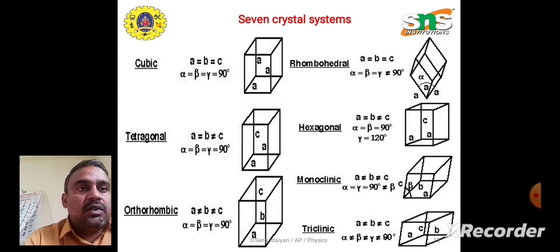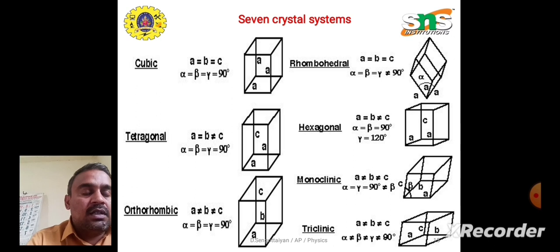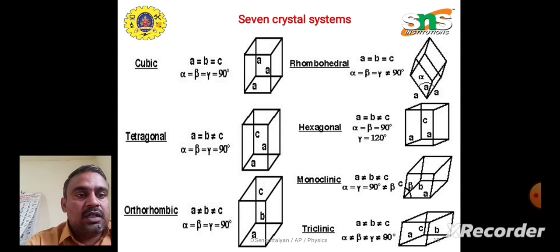Then the fourth system, rhombohedral: axial lengths a equal to b equal to c, and alpha, beta, gamma are equal but not equal to 90 degrees. Then hexagonal: a equal to b but not equal to c, alpha and beta equal to 90 degrees, and gamma equal to 120 degrees. Then monoclinic: a not equal to b not equal to c, alpha and gamma equal to 90 degrees but beta not equal to 90 degrees. Then finally the seventh system, triclinic, where all are not equal: a not equal to b not equal to c, and alpha not equal to beta not equal to gamma not equal to 90 degrees. So these are all the different types of crystal systems.